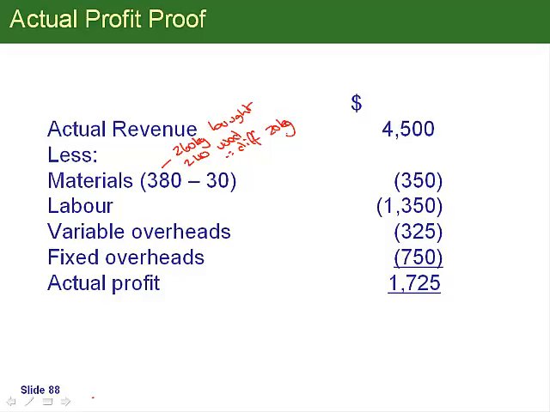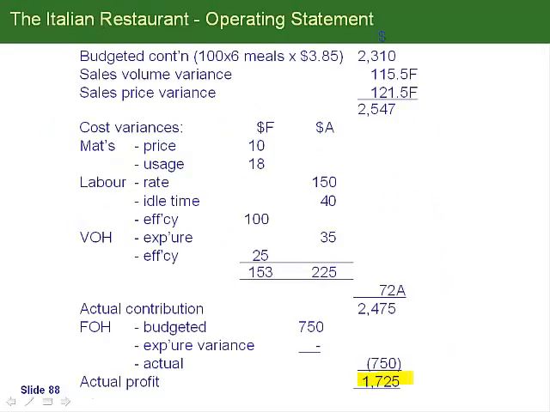Now the standard cost of those was 1.50. So 20 times 1.50 equals 30, and that is what we're therefore reducing the 380 by. We only want to bring in the material we've actually used. Okay, we then got all of our other costs as we were given, and that gives us 1725, and as you can see, that agrees with the profit that we got on our operating statement. So 1725.